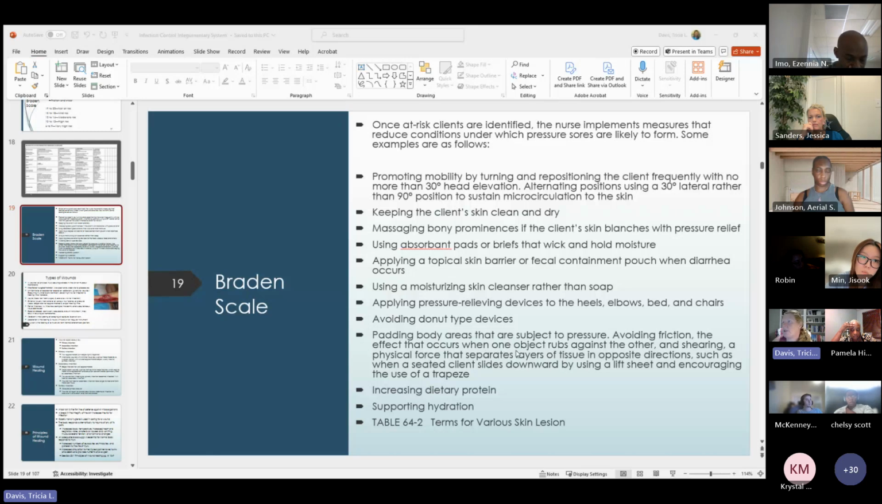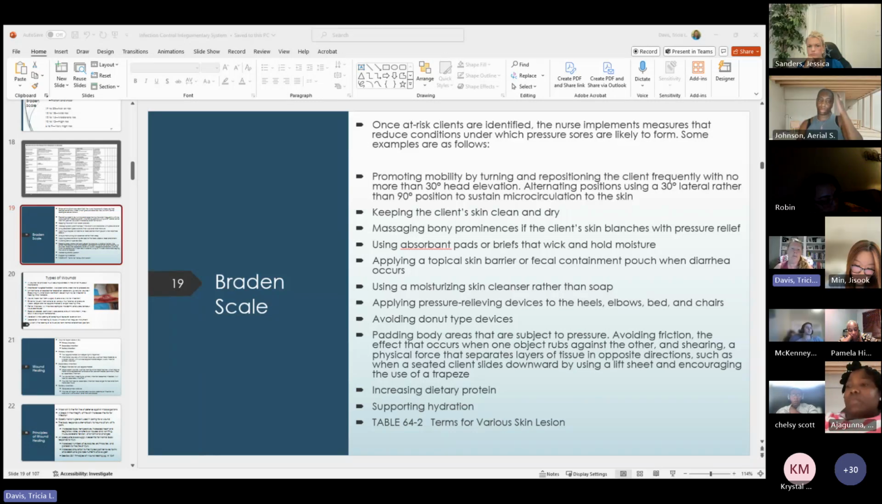Okay, so Braden scale. So once at-risk clients are identified, then like I said before, you really need to make sure that you as the nurse are implementing those measures to reduce them from getting any worse. And then you have to document it. So if you are a great nurse and you recognize that Mrs. Jones has skin breakdown and you turned her every 2 hours and you put Calmoseptine on her and you bathed her and you changed her linens, you did all of this, but you didn't document it, then it can come back to you and it's going to look like you never did it, because if it's not documented, it's not done.